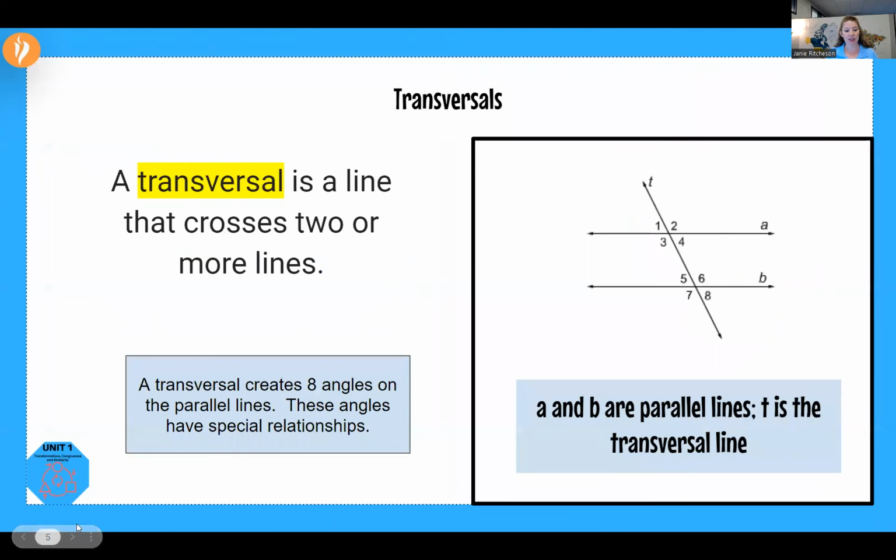All right, so like I told you last week, a transversal is a line that crosses two parallel lines. So you can see that lines A and B are parallel. Line T cuts through those two lines, which makes T a transversal.